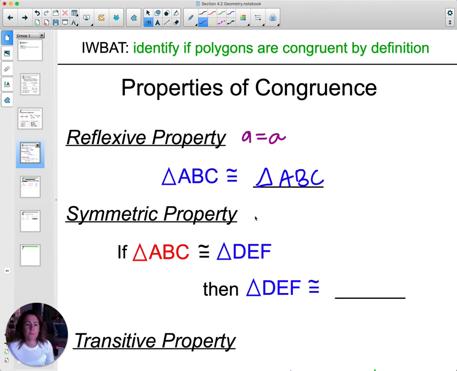Symmetric property is if A is equal to B, then I can put the B first, and that's going to be equal to A. So you can switch them over the equal sign. That doesn't matter. So it could be x equals 5 or 5 equals x. Same thing. So if I'm looking at this sentence, it says if triangle ABC is congruent to triangle DEF, then triangle DEF is congruent to triangle ABC. You can switch the order.